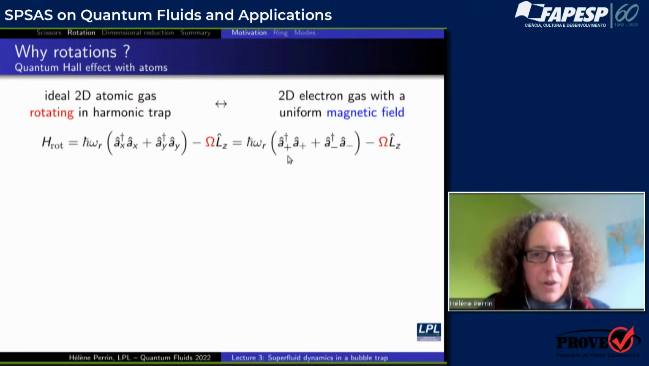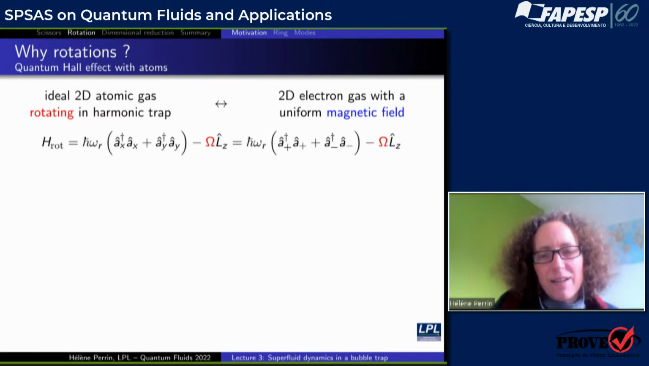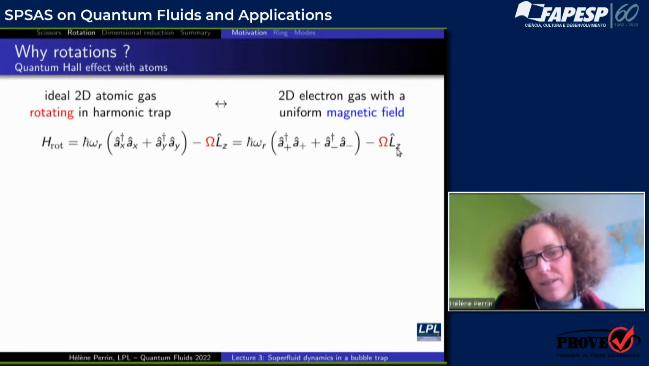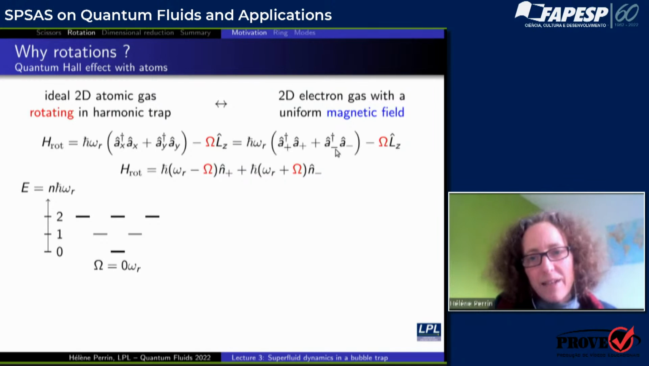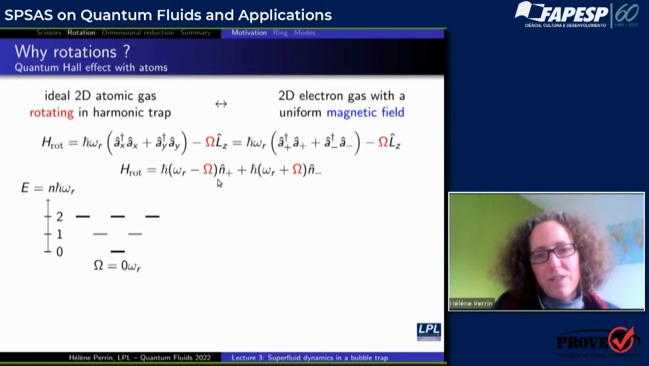In other words, I can find a basis to diagonalize my 2D harmonic potential, which is common with the angular momentum operator. So A plus will create an excitation x plus iy and A minus x minus iy. So if I do that, in fact, and I make LZ explicit, which is now the number of plus excitations minus the number of minus excitations, the Hamiltonian in the rotating frame has different energies for the particles rotating to the right and rotating to the left. So in the absence of rotation, it is just the same thing.